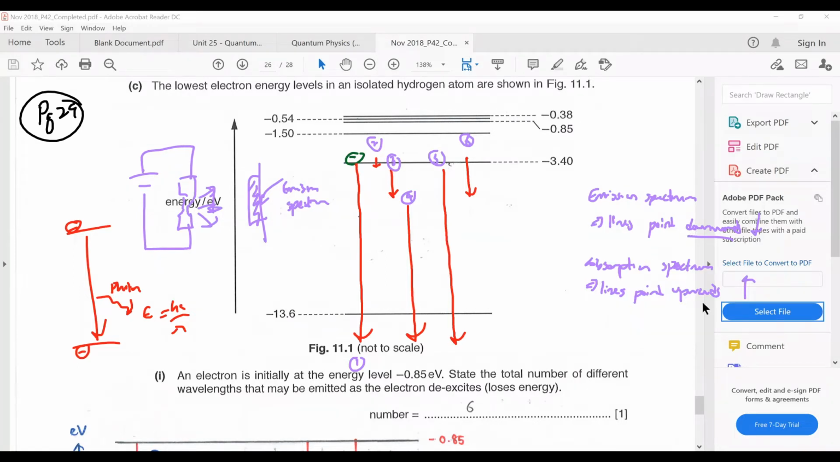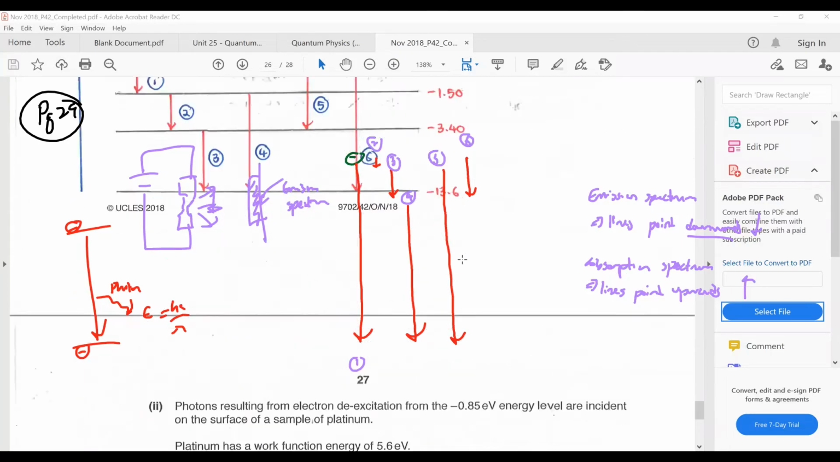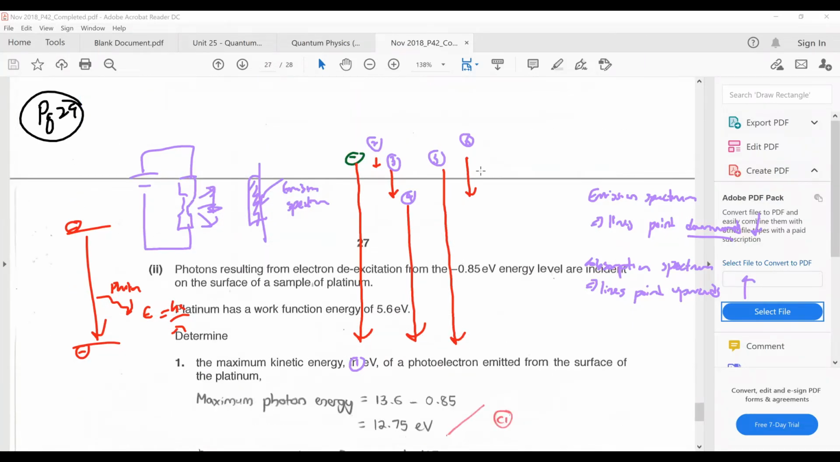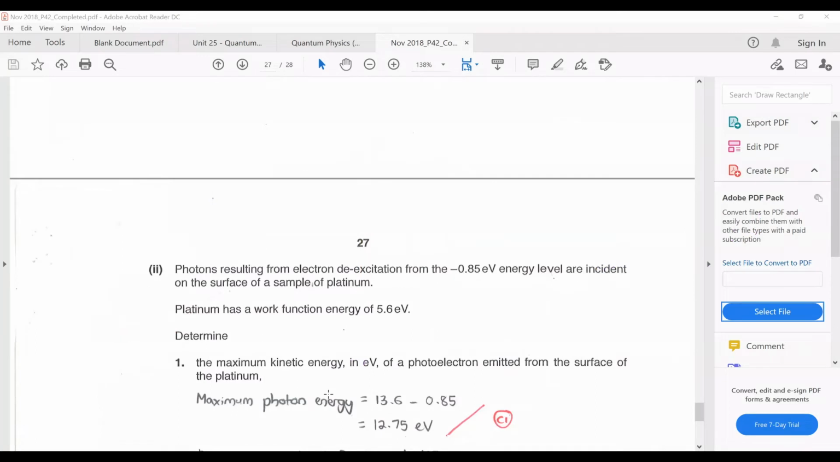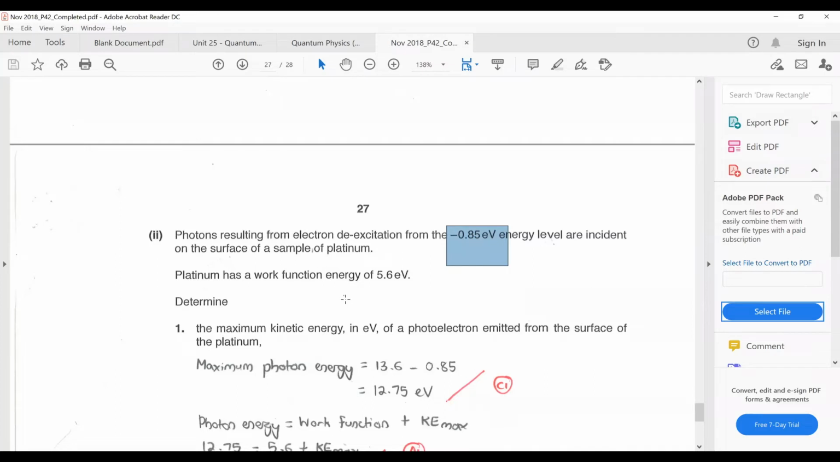So this one is fine. Then you go on to the next one. Now, photons resulting from the electron de-excitation from negative 0.85 eV energy level are incident on the surface of a sample of platinum. The platinum has work function energy of 5.6 eV. Determine the maximum kinetic energy in eV of photoelectron emitted from the surface of the platinum.